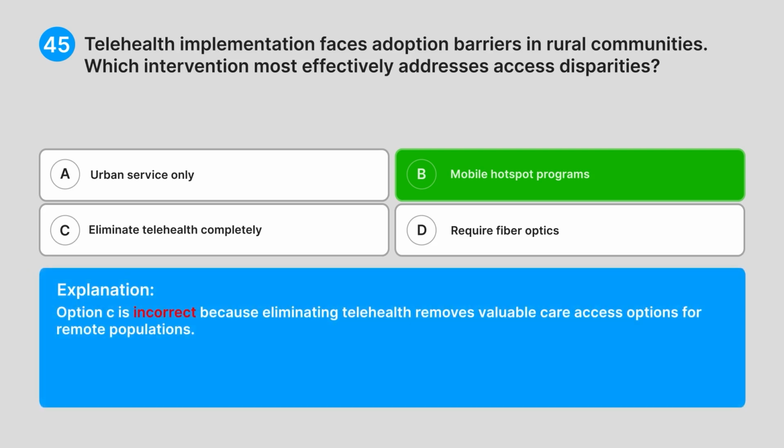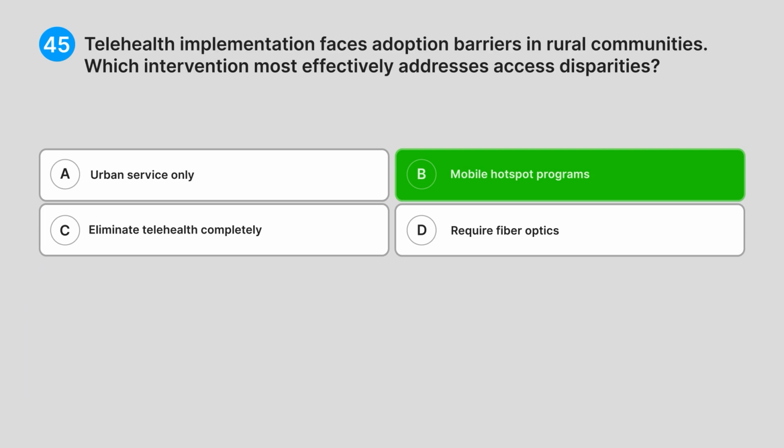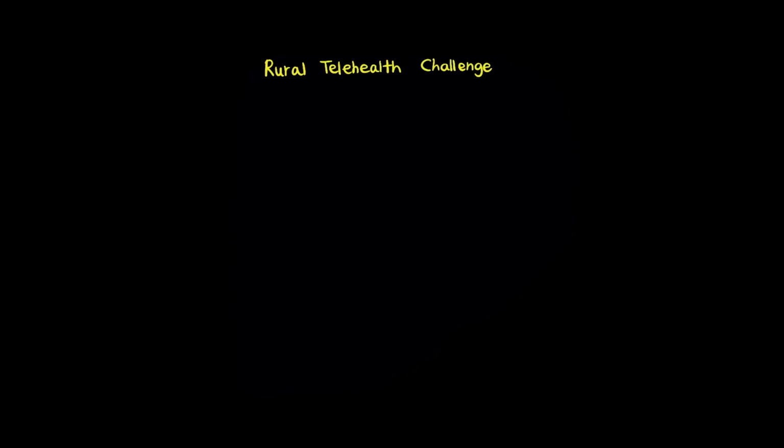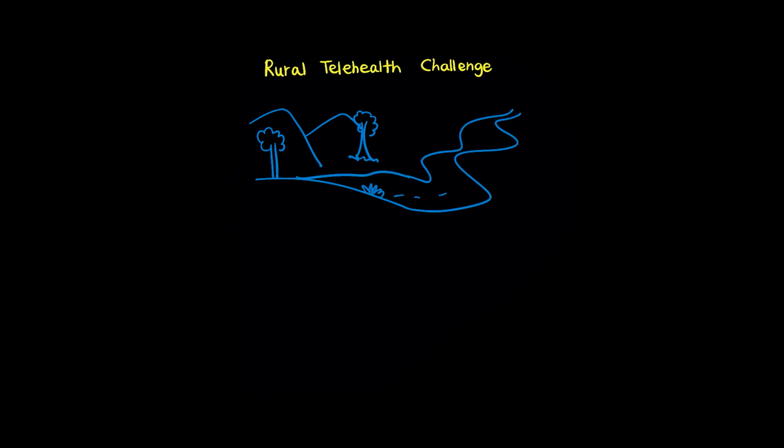Option C is incorrect because eliminating telehealth removes valuable care access options for remote populations. Option D is incorrect because requiring fiber optics excludes communities without advanced infrastructure. Telehealth promises to bridge healthcare gaps in rural communities, but the digital divide creates new barriers. Limiting service to urban areas perpetuates disparities. Eliminating telehealth removes a vital lifeline.